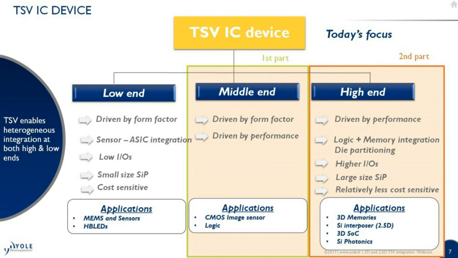In terms of application, Yole has made a breakdown of three ranges of products. There is the low-end product, many MEMS sensors and high-brightness LEDs, where the driver is the form factor. The second case is the middle-end, which consists mainly of imaging, CMOS image sensors for mobiles, where the drivers are form factor but also performance. It will be the first part of this talk. And the second part is about high-end or high-performance devices, where the driver is clearly the performance, and the applications are a bit more diverse, as we have the 3D stacked memories, silicon interposer, but also we expect soon the 3D system on chip and silicon photonics in the future.